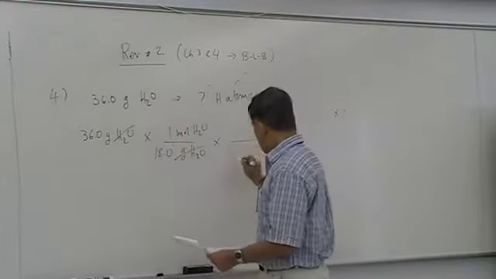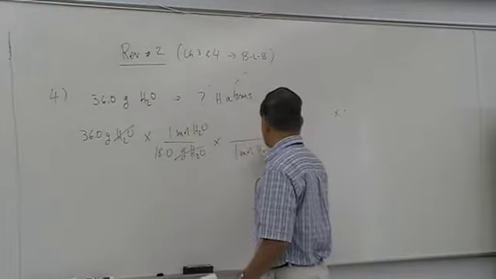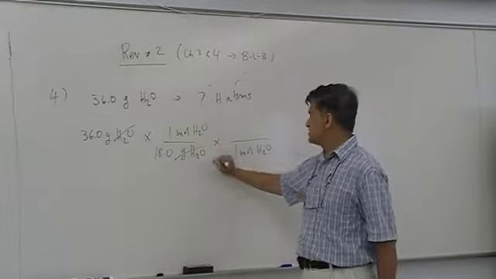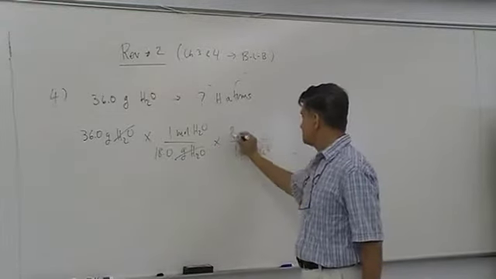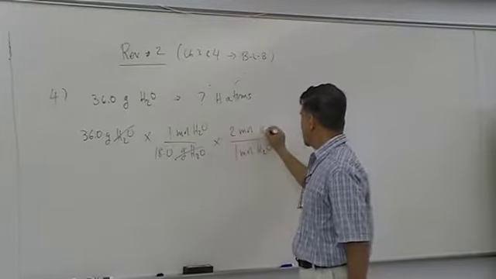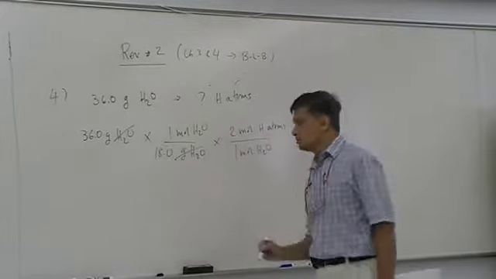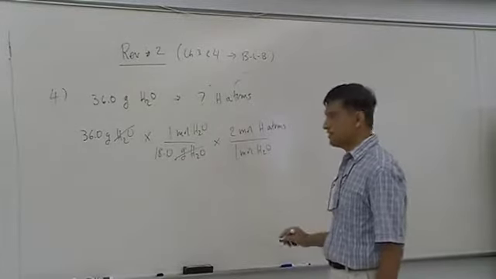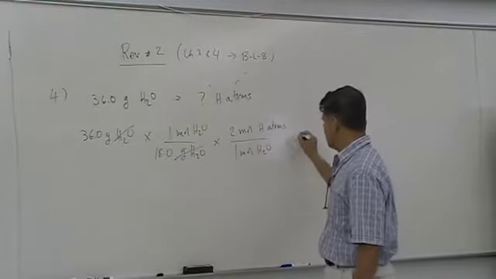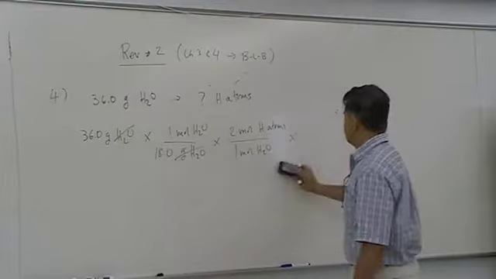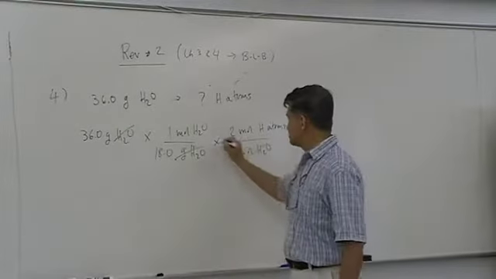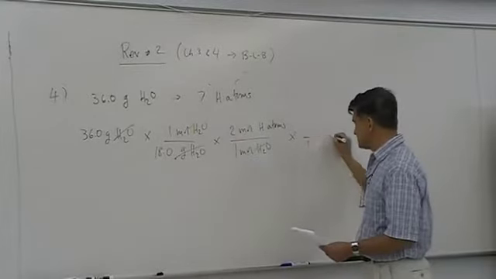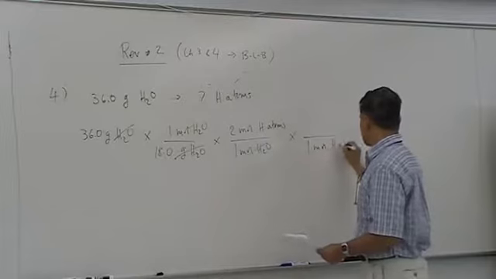Now, 1 mole H2O. Each H2O has 2 hydrogens, so keep that in mind. So 1 mole of H2O would have 2 moles of H atoms. Don't get confused between moles and molecules, moles and atoms. This mole is a big number. If I stop here, I'm going to get moles of H atoms. Now I need to get the exact number, so 1 mole H atoms.